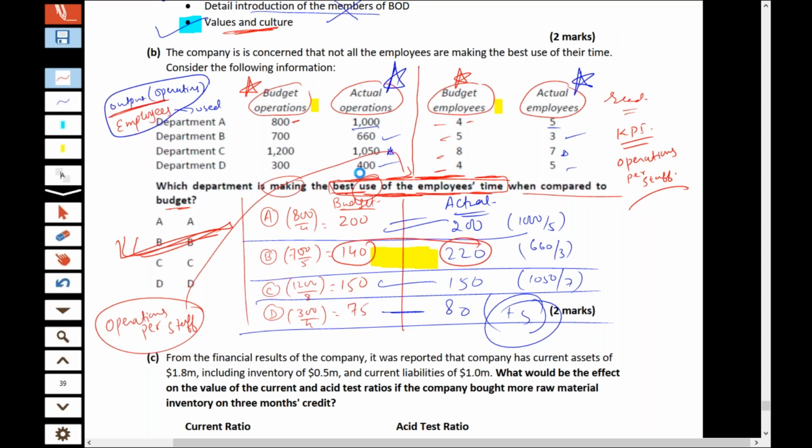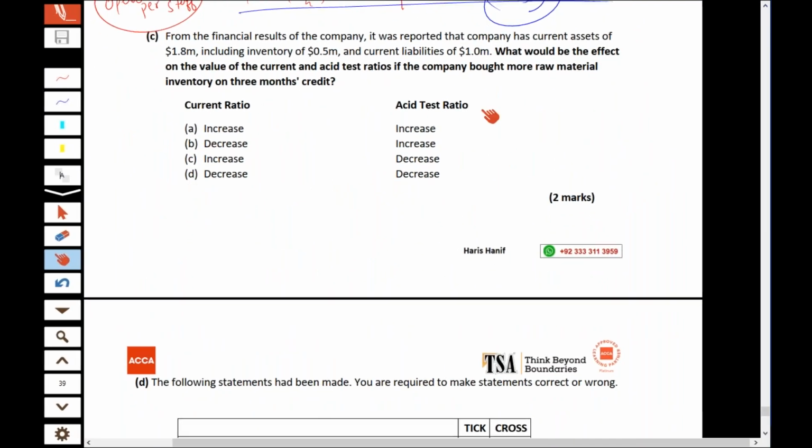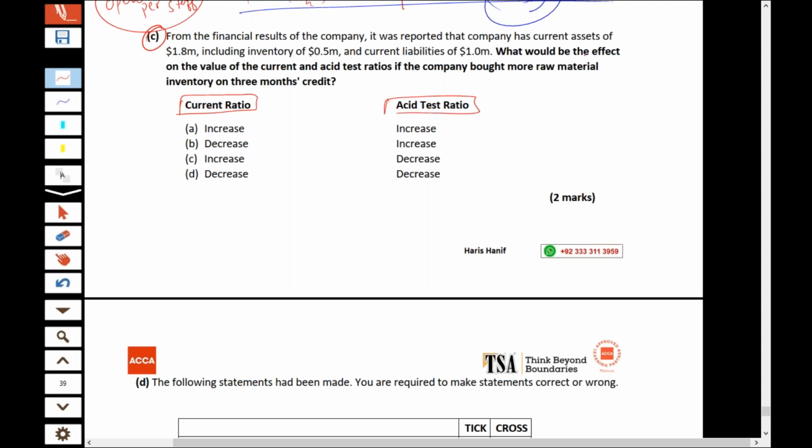Now, as we had discussed ratio analysis in yesterday's class, today is one more interesting MCQ as well. I just want you people to read this MCQ. What will be the impact on the current ratio and acid test ratio? What would be the effect? Just read this question, then I will explain the way and the trick to solve such kinds of questions.